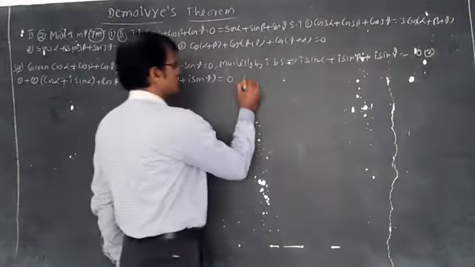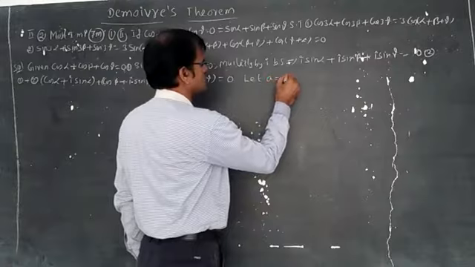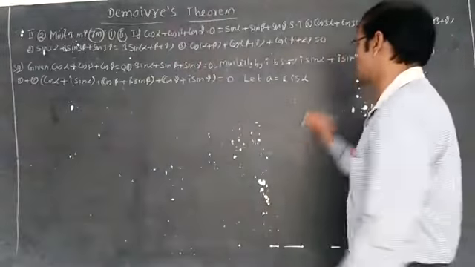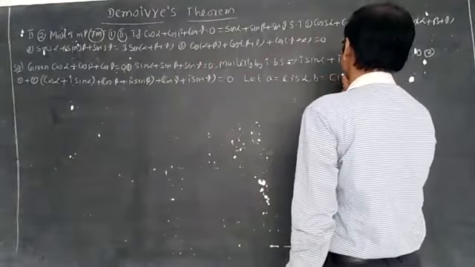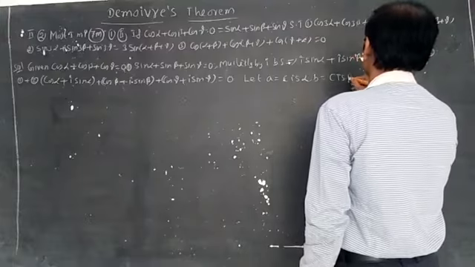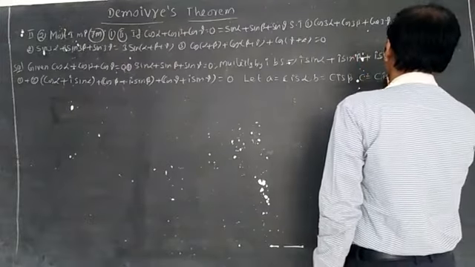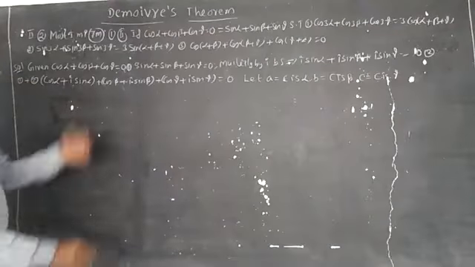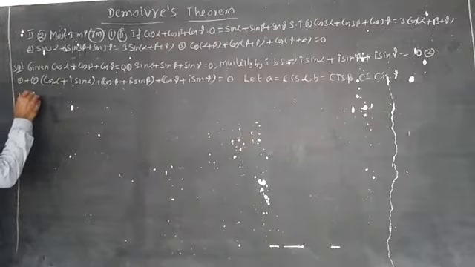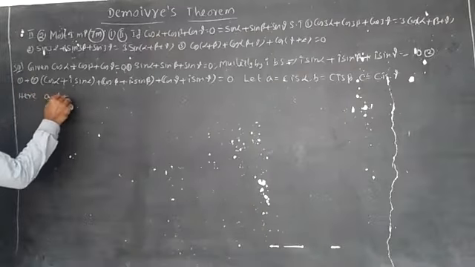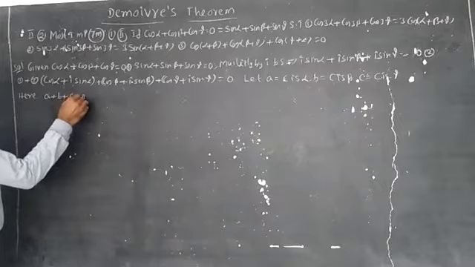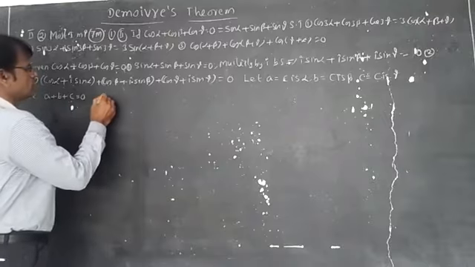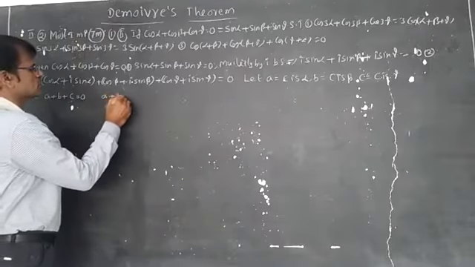Here we can write, let A is equal to cis alpha. So cos alpha plus i sin alpha means cis alpha directly, and B is equal to cis beta, and C is equal to cis gamma. If A plus B plus C is equal to 0, we can conclude here: cos alpha plus i sin alpha plus cos beta plus i sin beta plus cos gamma plus i sin gamma, A plus B plus C is equal to 0.